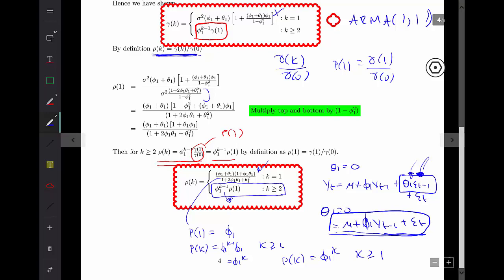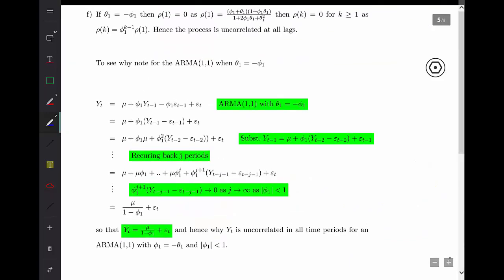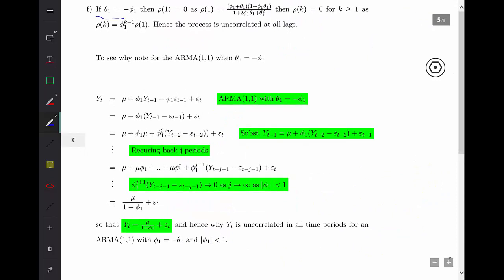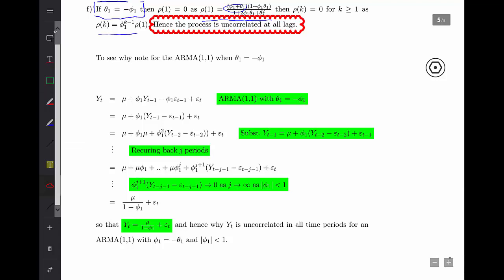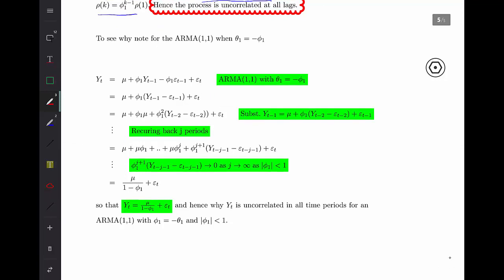The final part then asks you to comment on what happens in the ARMA 11 if theta 1 equals minus phi 1. Well, we can see from the formulas, this is a formula for the correlation at lag 1, this just equals 0 in this case, so we're going to get 0. And again, when rho 1 equals 0, then all the rest of the correlations equal 0. This just means then, if theta 1 equals minus phi 1, the process is uncorrelated at all lags. So you can see that just by plugging in this restriction into the formula, which is all that you had to do. But why is this the case?